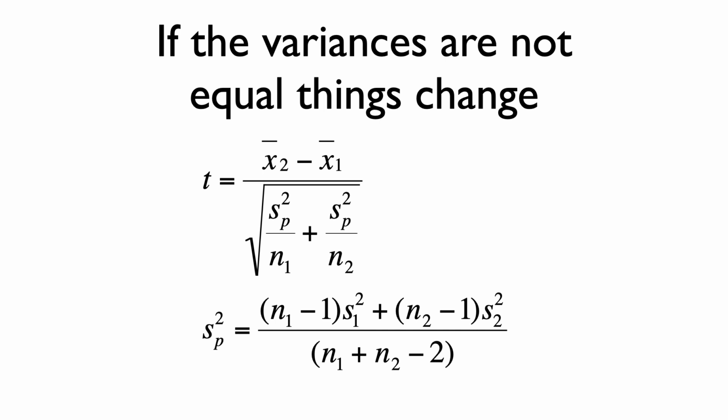Let's double check that the subscripts are right in the notes. Because it should be n sub 1 minus 1 times s squared sub 1 plus n sub 2 minus 1 times s squared sub 2, divided by n1 plus n2 minus 2. Okay. So again, things just change a little bit, but it's still the same formula.